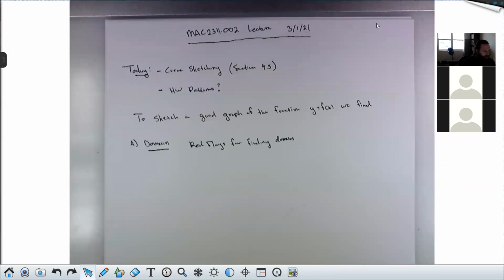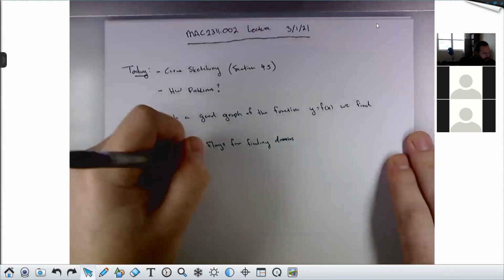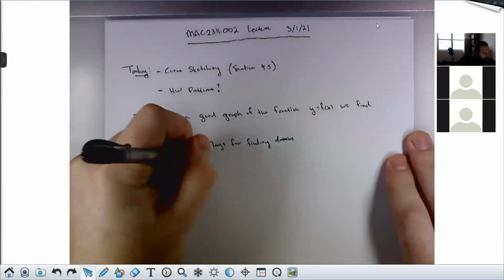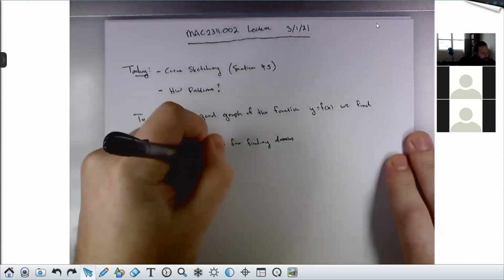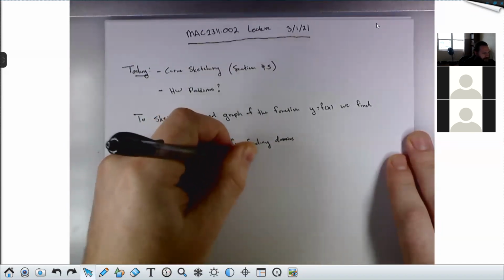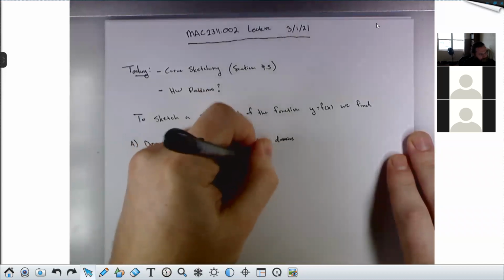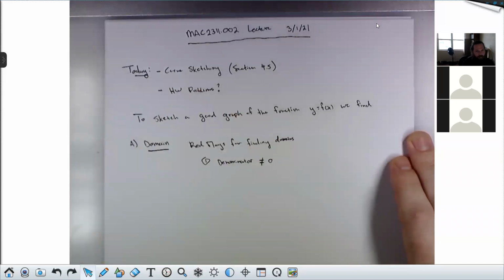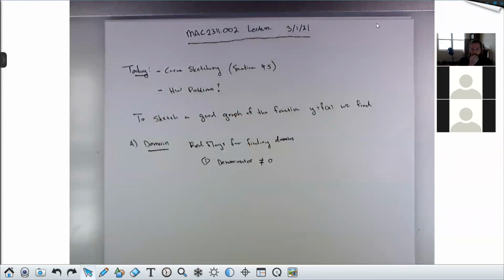All right. Red flags for finding domains. Things you need to look out for. The bottom of a fraction can't be 0. So if you have variable stuff in the denominator, that's a red flag. If you have x's or t's or whatever your variable is, anything containing those downstairs, you need to make sure that those pieces are not 0.